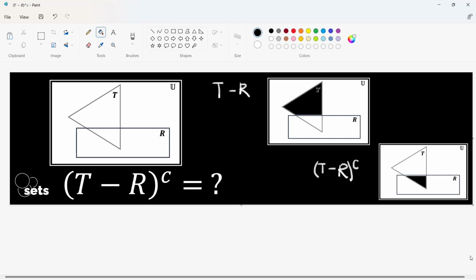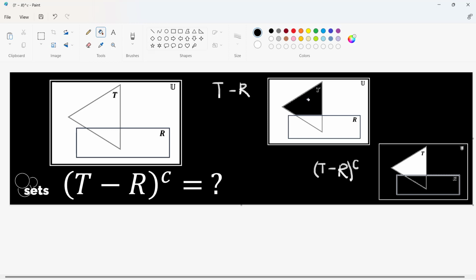Then, the region of set R, which is of course the entire region that was removed, is also shaded. And finally, this region here outside both sets T and R will also be shaded. Again, it will be shaded.